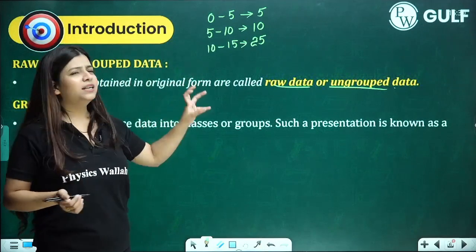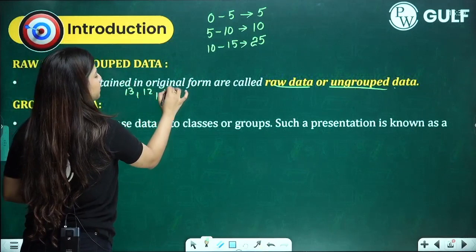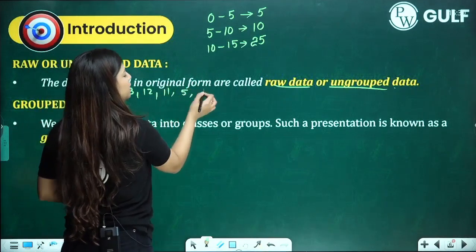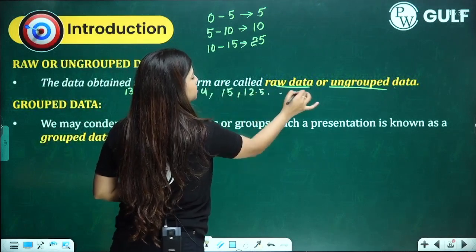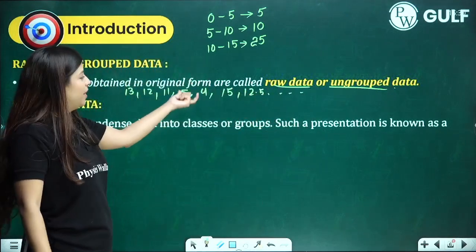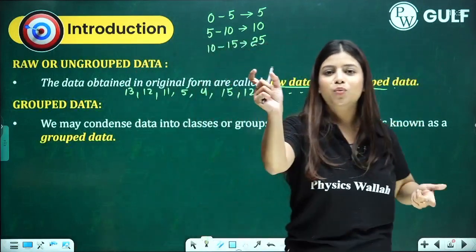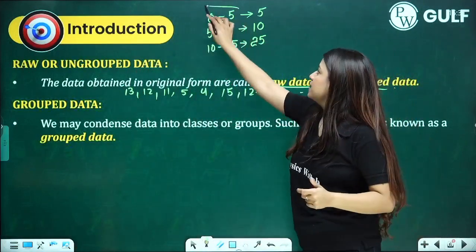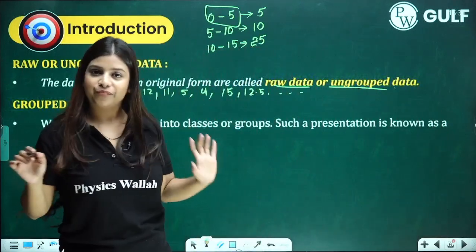So ungrouped data is when I arrange, alright, one got 13, the other person got 12, one person got 11, the other got 5, the other got 4, the other got 15, the other got 12.5 and so on. This is raw data. Now when this data is arranged in a format like this with the intervals, these are known as class intervals. So this is what is known as your grouped data, right?